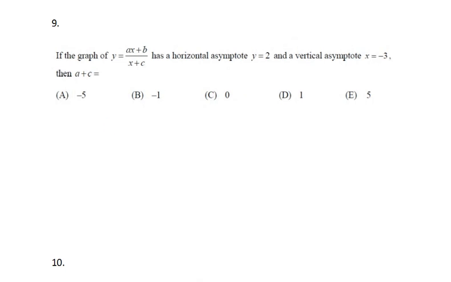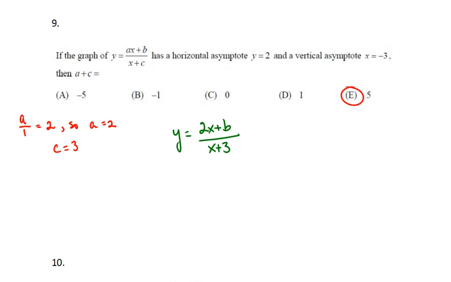In this problem, we're told that y equals ax plus b over x plus c has a horizontal asymptote y equals 2. Well, recall you'll have a horizontal asymptote since the degree of the numerator and denominator are the same, and that means a over 1 is 2, so a is 2. If you have a vertical asymptote at x equals negative 3, then that must mean that the denominator is x plus 3. So c is equal to 3. So for example, y equals 2x plus b over x plus 3 has a horizontal asymptote of 2 and a vertical asymptote of negative 3, and the sum of a plus c is 5. Option E. We'll continue in the next video.